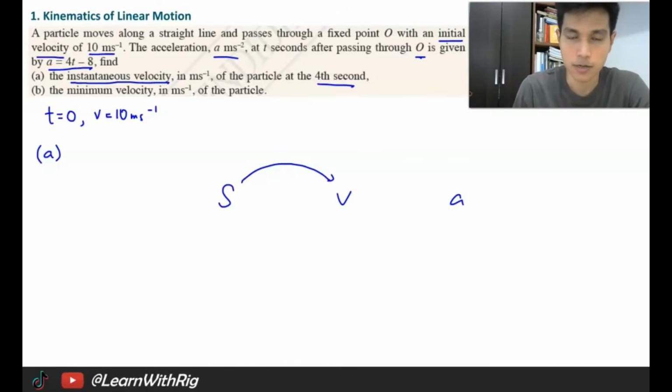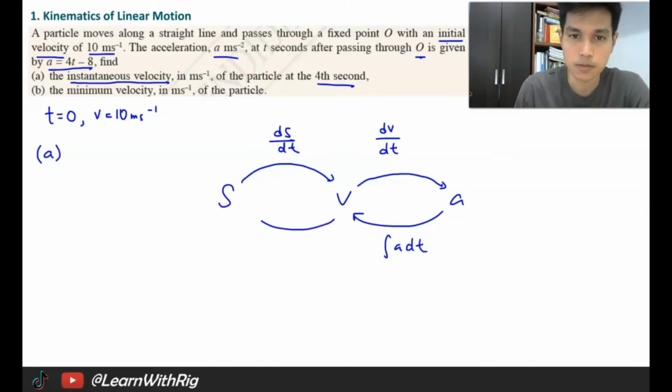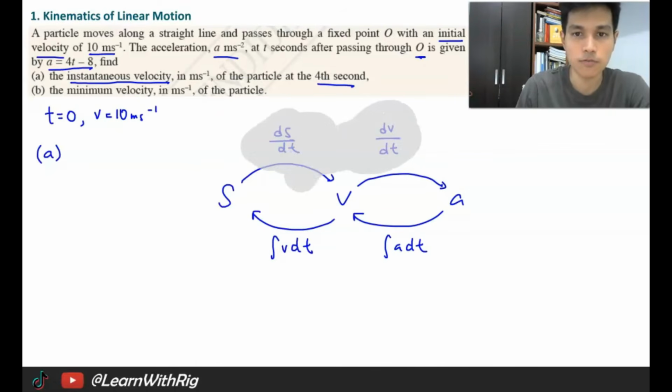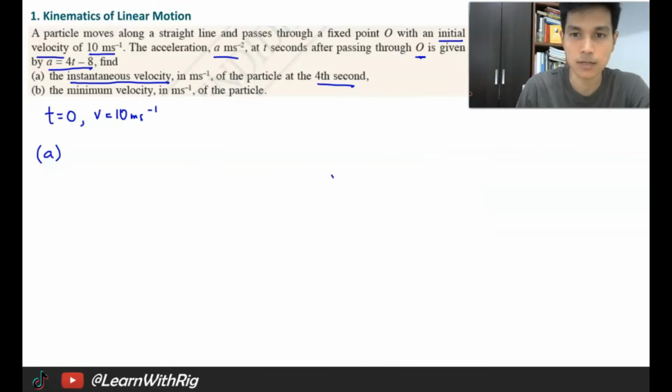Displacement, when you want to find velocity, you have to differentiate. Velocity, you want to find acceleration, you differentiate the v. And if you go backward, you have to integrate. Same goes to here, integrate. Okay, please remember this. So in this case, you are looking for velocity, so you have to integrate the acceleration.